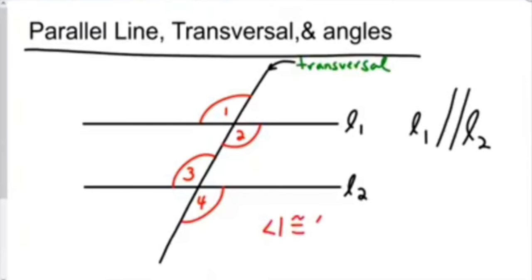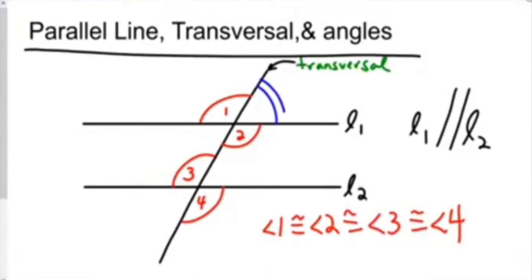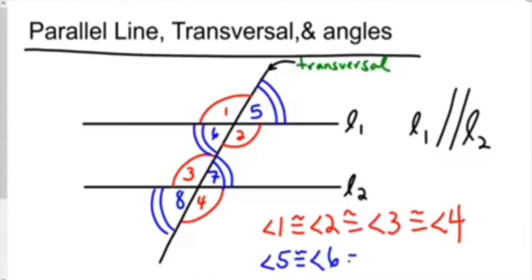Angle 1 is congruent to angle 2, is congruent to angle 3, is congruent to angle 4. All of those angles equal each other. Also, let me change the color here. Angle 5 does not equal any of the angles that are red, but they do equal all the blue angles. So angle 5 will equal angle 6, or congruent to angle 6, also congruent to angle 7, and also congruent to angle 8. All of those angles are equal.